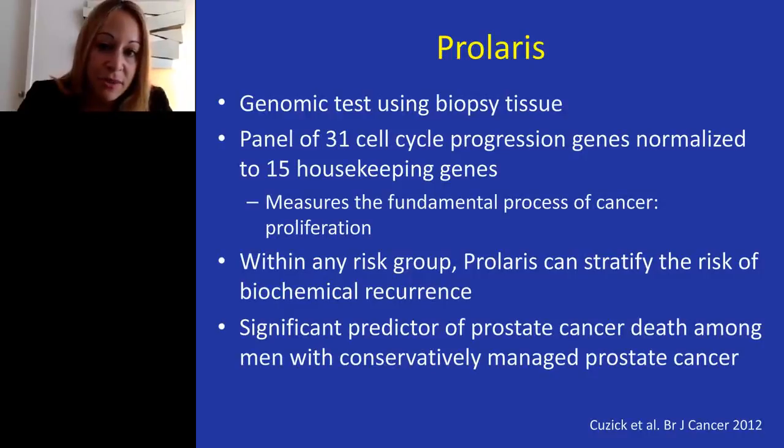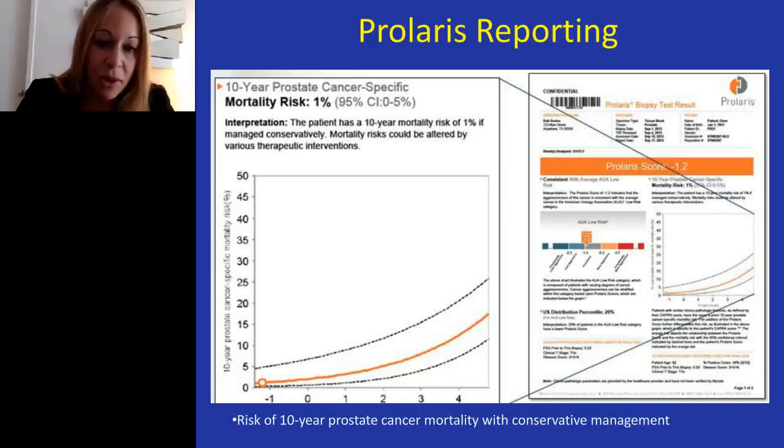There are also some tissue tests. One of them is called Prolaris. This is a panel of cell cycle progression genes. You send the biopsy tissue to the company, and it measures how much cell cycle progression is happening to help stratify the risk of recurrence and of prostate cancer death. So this is what the report comes back looking like. It tells you what the 10-year risk is of prostate cancer death for that patient if they're managed conservatively. So if that number is very high, then probably this person would not be a good candidate for active surveillance, whereas if it's very low, then they may want to consider starting off with active surveillance.